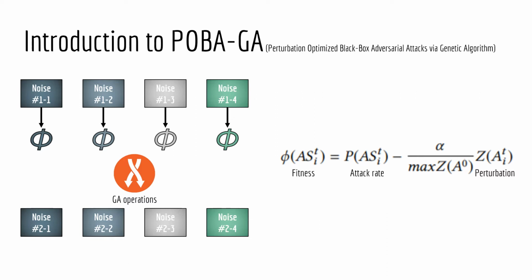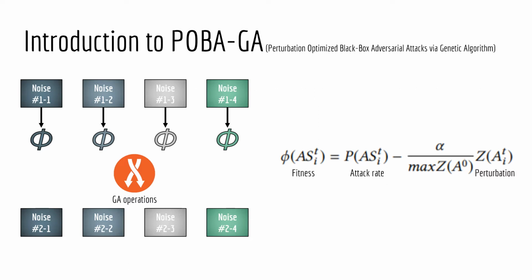In more detail, a generation consists of different noise features. These noises are added to the input to get the fitness values. And then typical operations of GA like selection, crossover, and mutation are followed.